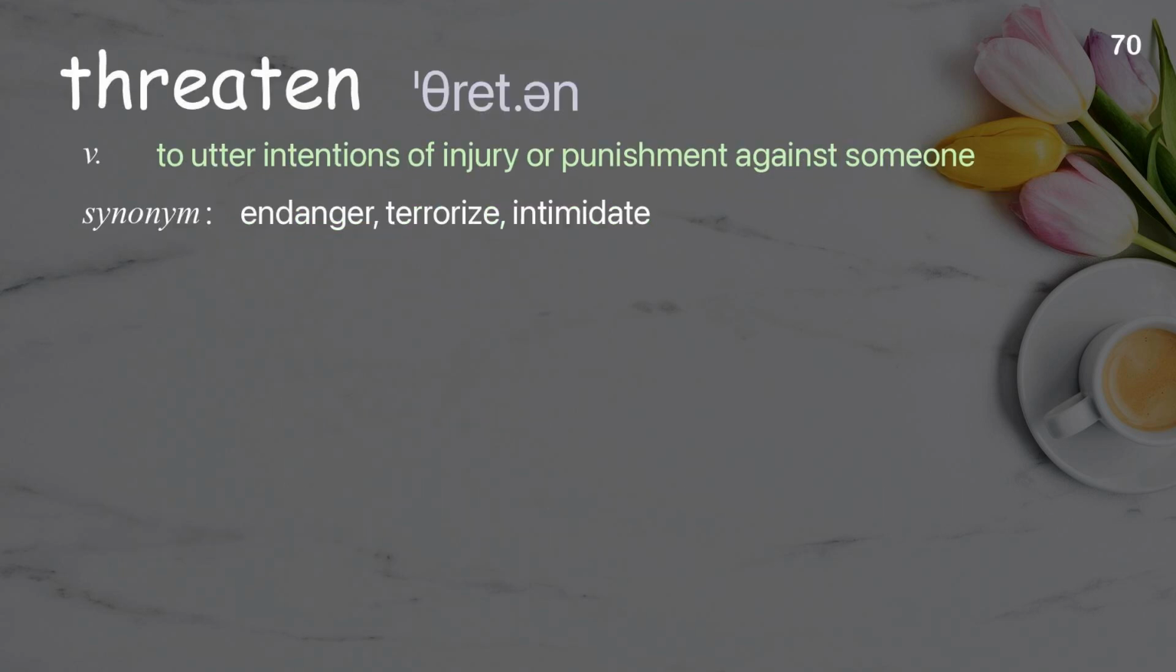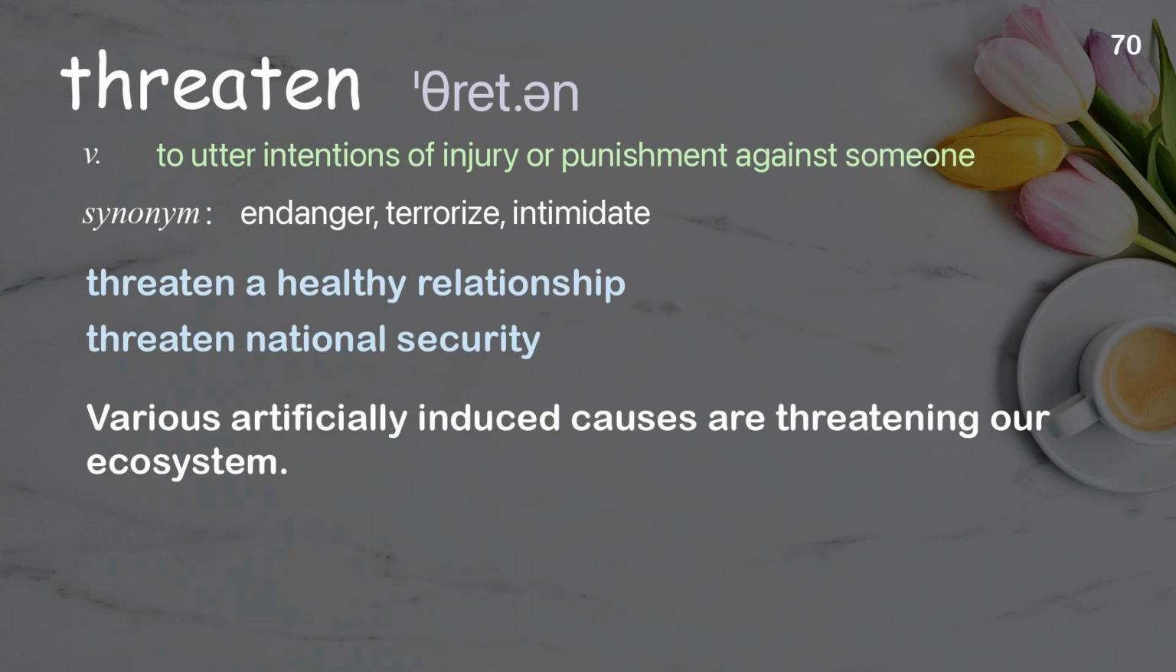Threaten. To utter intentions of injury or punishment against someone. Examples: Threaten a healthy relationship, threaten national security. Various artificially induced causes are threatening our ecosystem.